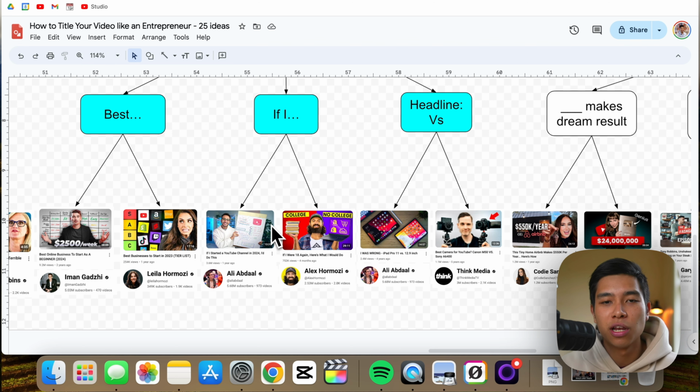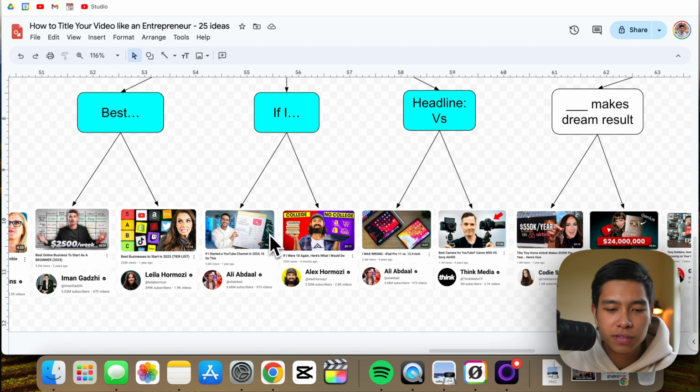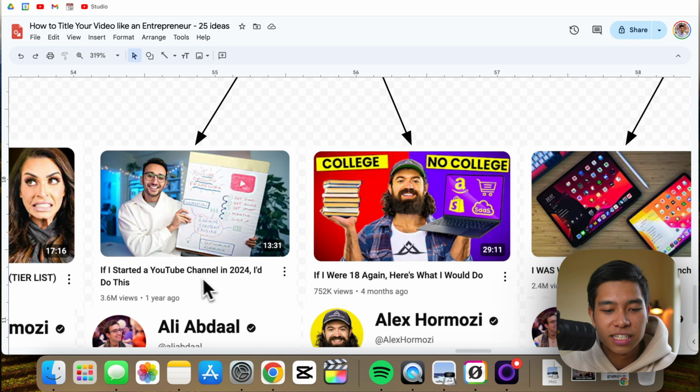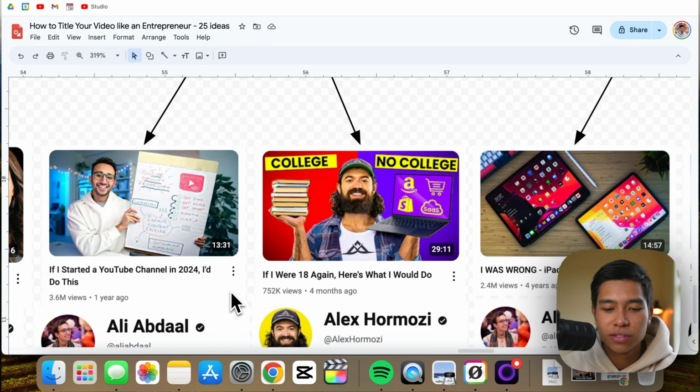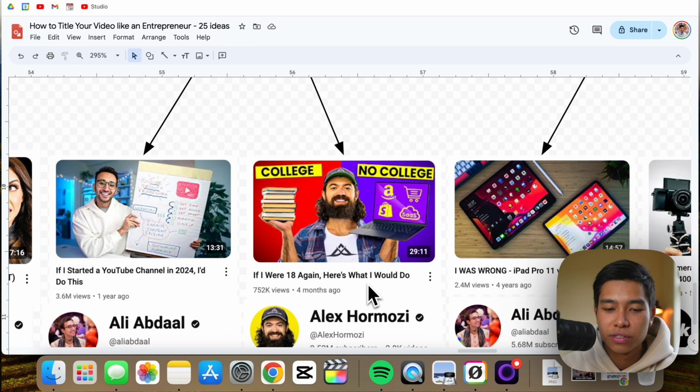themselves reverting back to a lower leverage or a younger version of themselves. So if I started a YouTube channel in 2024, I'd do this. Or if I were 18 again, here's what I would do. So notice they often go back to a version which is more relatable.